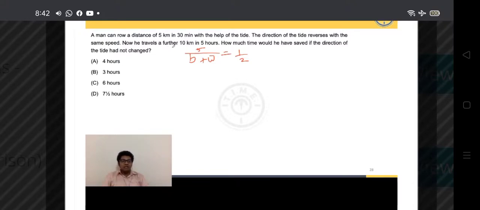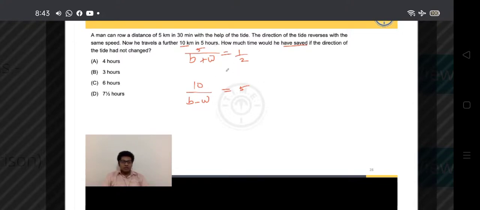Now, he travels a further 10 kilometers in 5 hours. So I travel 10 kilometers, the tide reverses. So man's speed, which is B, boat speed, minus tide speed W, I am taking 5 hours. How much time would he have saved if the direction of the tide had not changed?